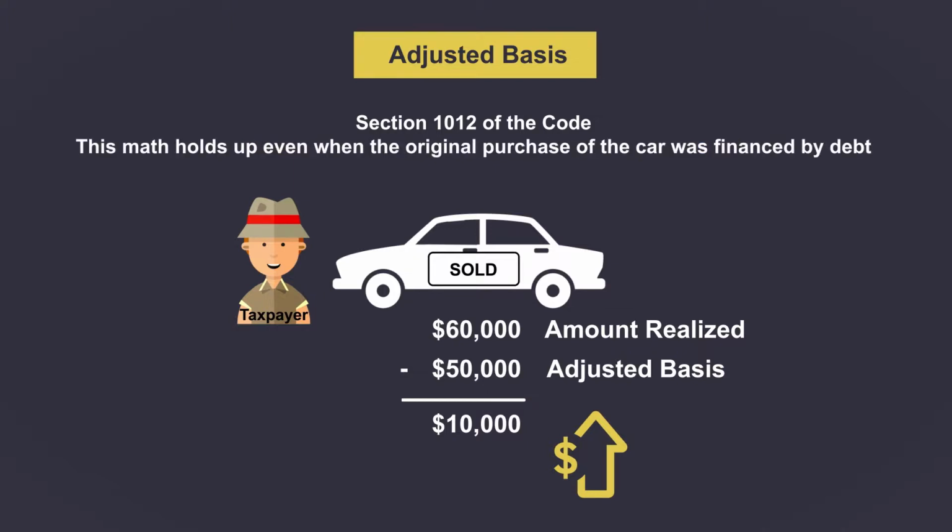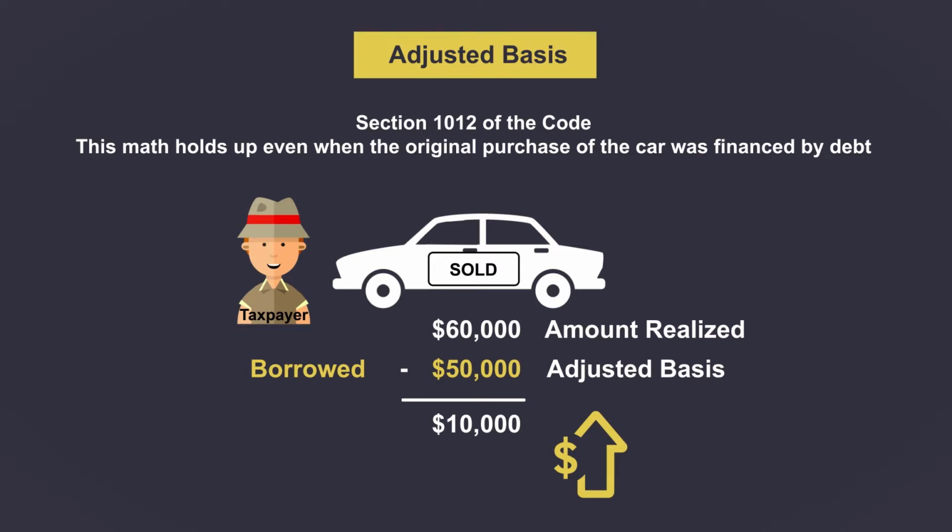This math holds up even when the original purchase of the car was financed by debt. If in the above example, the taxpayer had borrowed all $50,000 to purchase the car in the first place, his cost basis is nevertheless still $50,000. And if he sells it for $60,000, his gain is still $10,000. This result is quite sensible.